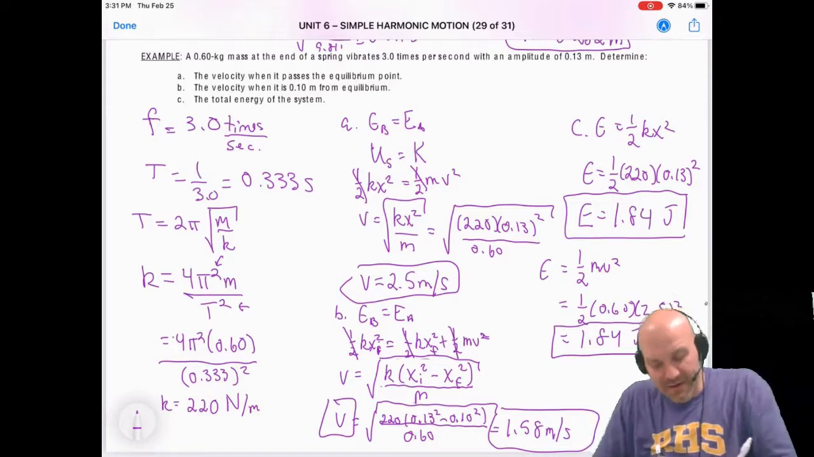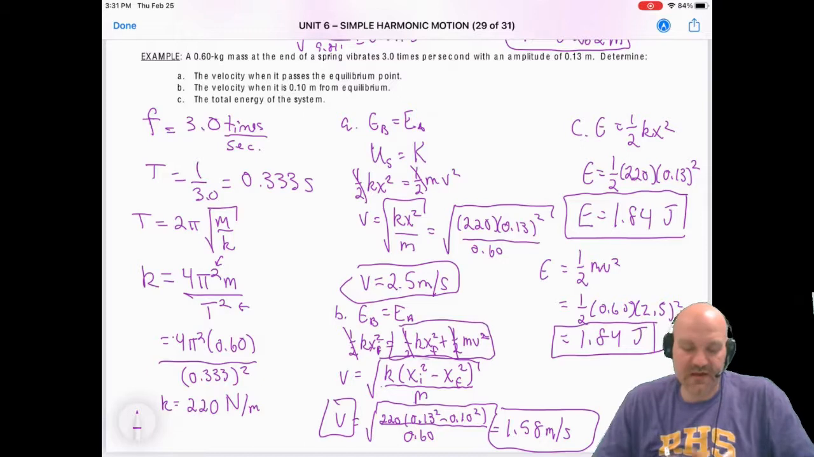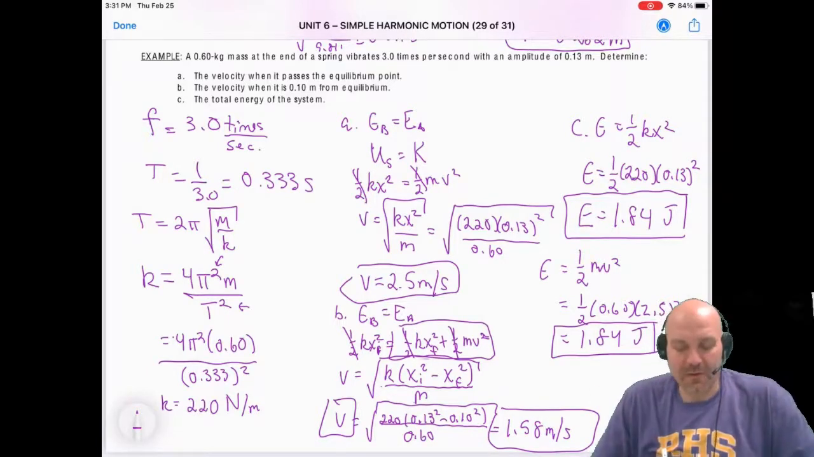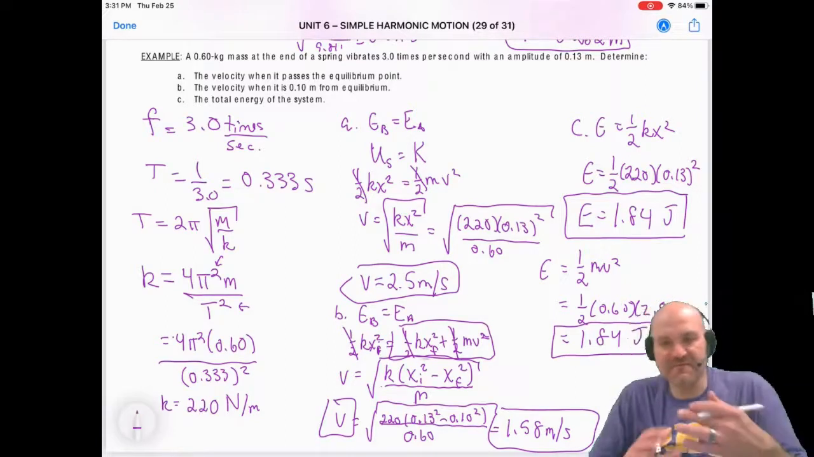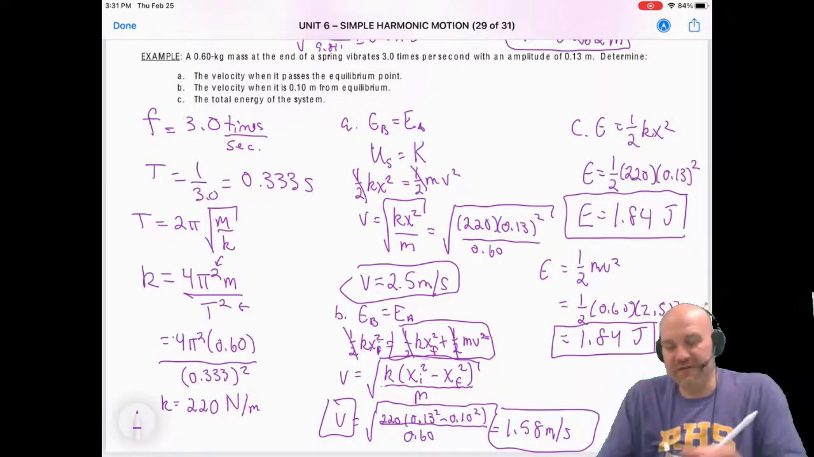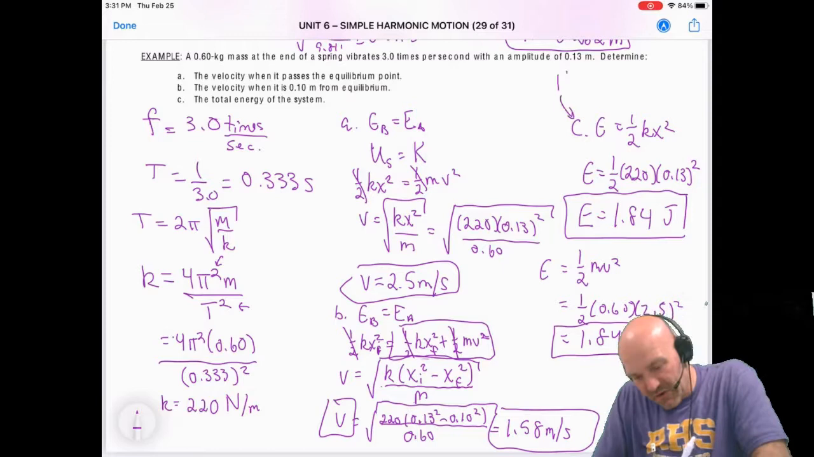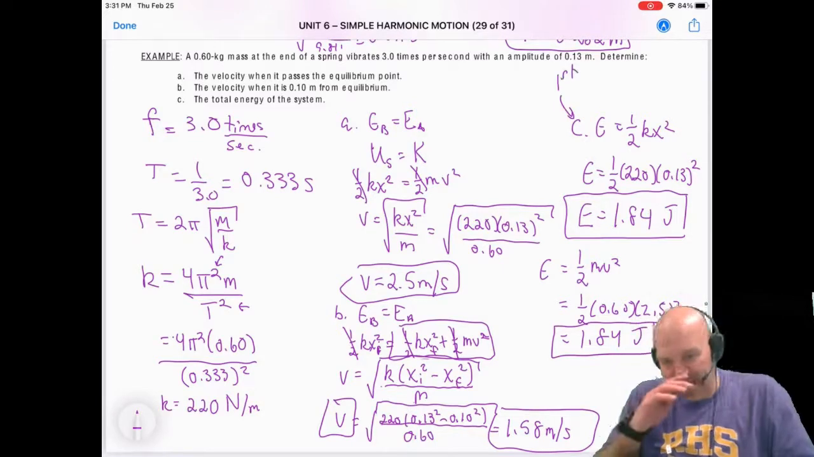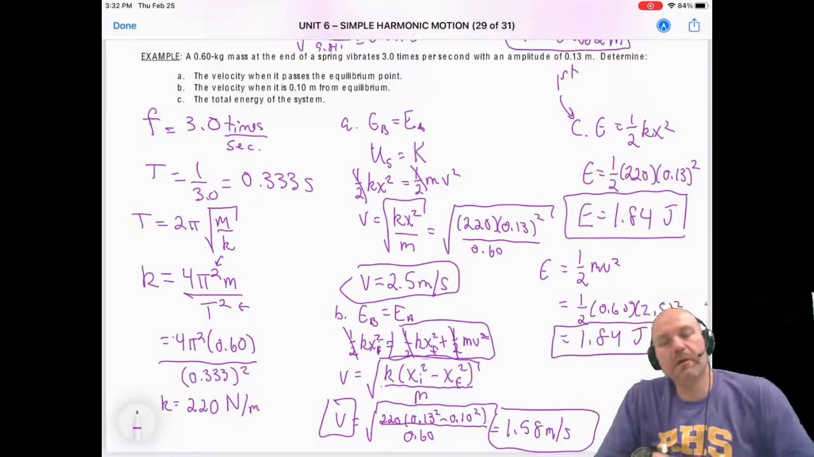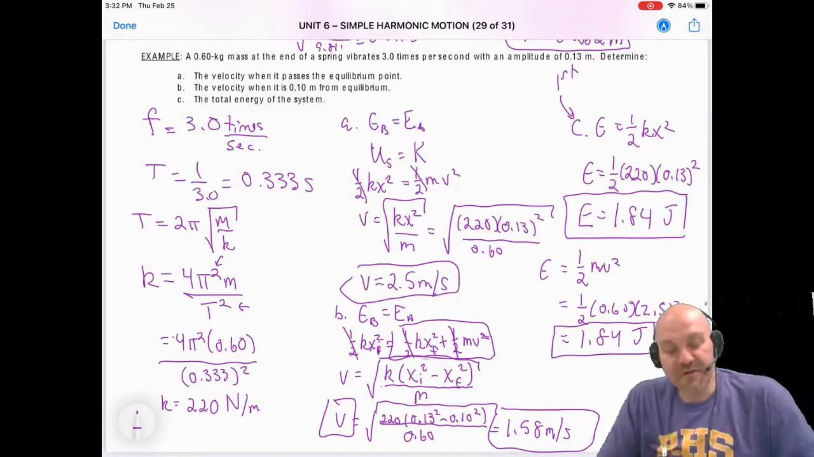Do the same thing here, just by doing this part, 1/2 kx² final plus 1/2 mv², and you're going to end up with 1.84, right? So part C, you can really do it three ways. You could even do this first and then work your way back to A and B, whichever one you want to do. But that is unit 6.